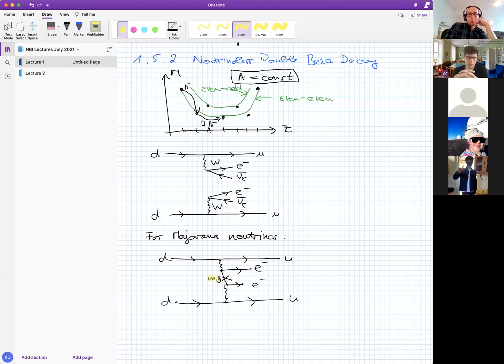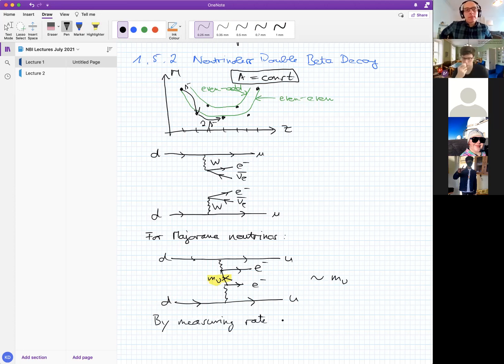And what you can also see here, we have this insertion of the neutrino mass, right? The conversion from particle to antiparticle along this line has to go through the neutrino mass operator. So in other words, this diagram has an amplitude that is proportional to the neutrino mass. So in other words, by measuring the rate of neutrinoless double beta decay, we can measure neutrino masses if they are Majorana. So by measuring the rate of 0 nu 2 beta decay, we can measure Majorana neutrino masses.